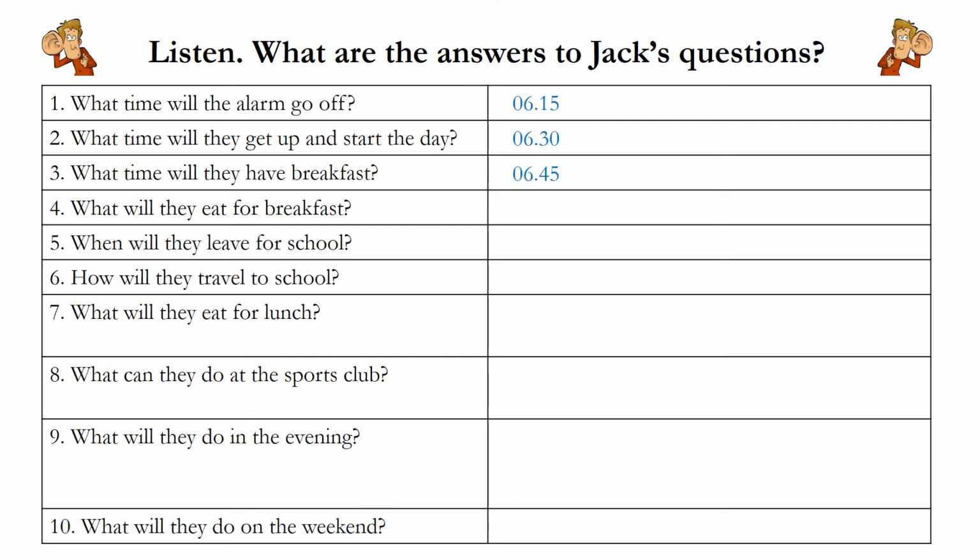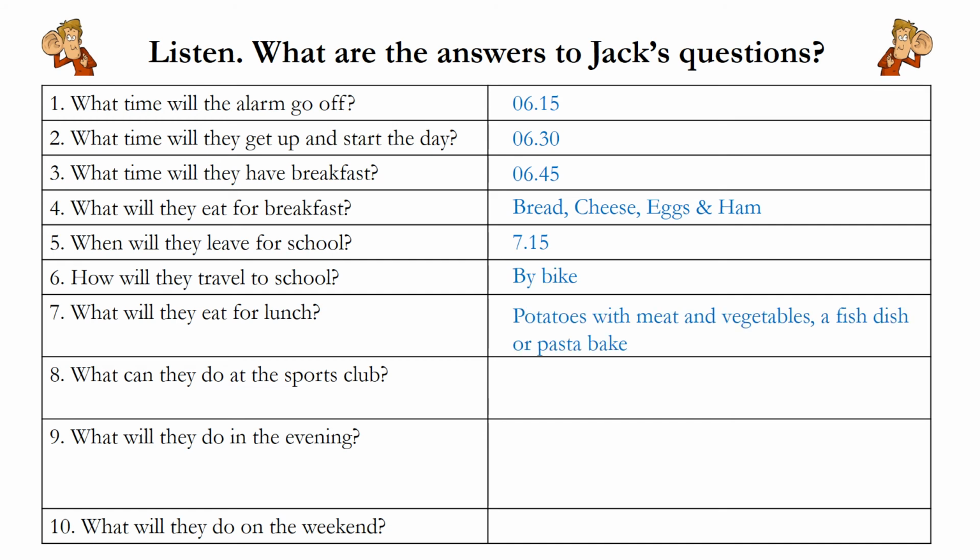They'll have breakfast at 6:45, and for breakfast they'll eat bread, cheese, eggs and ham. Very strange, although these are all things that are quite hard to get at the moment. And when will they leave for school? Well, they'll leave for school at 7:15, Viertel nach 7. How will they travel to school? By bike, mit dem Rad. What will they eat for lunch? Potatoes with meat and vegetables, a fish dish, or pasta bake. Gebackene Nudeln.